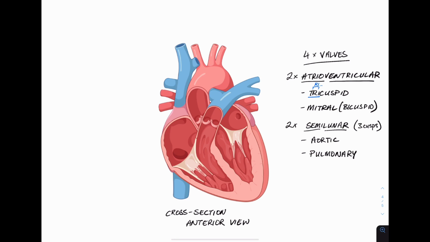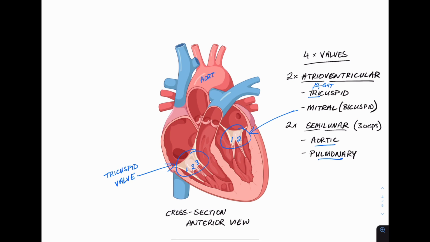Our first AV valve is the tricuspid, meaning it has 3 cusps. I remember this also because tri has ri, so I kind of think tricuspid, and we've got the tricuspid valve on the right side of the heart, sitting between the right atrium and the right ventricle. The next one is the bicuspid valve, also called the mitral. As suggested by the name, it's got 2 cusps. So I've got the tricuspid between the right atrium and the right ventricle, and the mitral between the left atrium and the left ventricle.